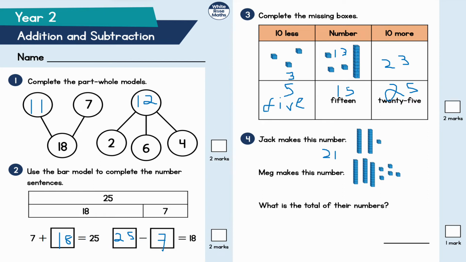So Jack has this number, Meg makes this number, 30, 1, 2, 3, 4, 5, 35. What is the total of the numbers? So add it together, 1 plus 5 is 6, and 2 plus 3 is 5. Make sure that we put all the numbers in the correct place value when I add it. So this is how I got 56. 1 plus 5 is 6, and 2 plus 3 is 5.